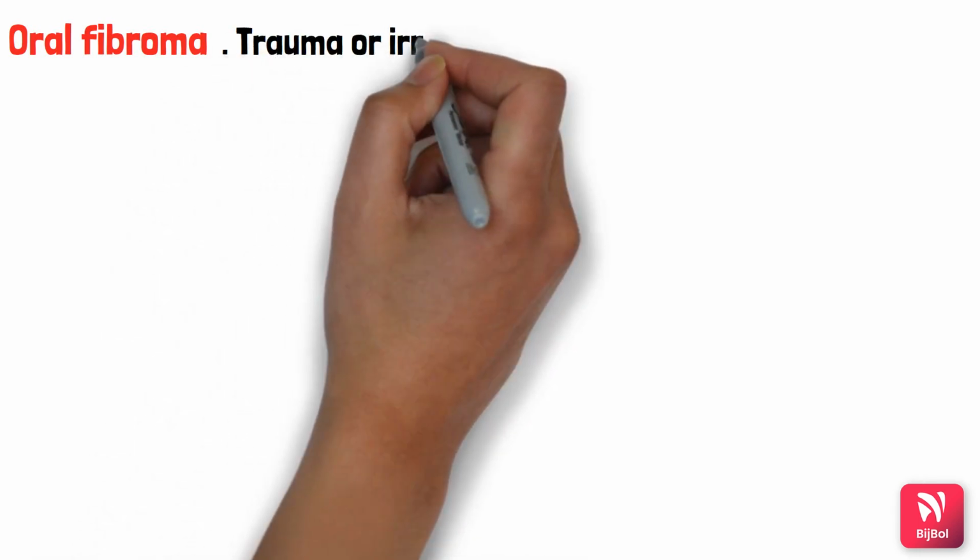This is a benign connective tissue tumor, which is the most common soft tissue neoplasm occurring in the oral cavity. These oral fibromas actually represent reactive lesions that may be caused because of some trauma or irritation. So how do these oral fibromas present clinically?